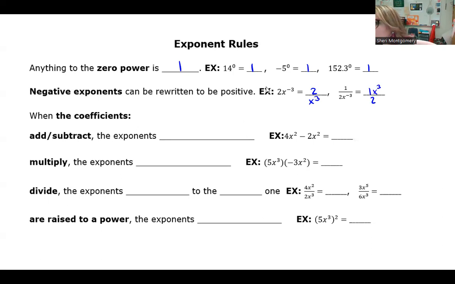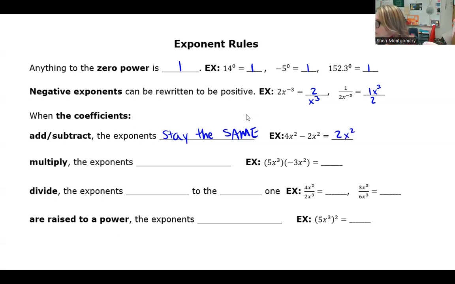Okay, we'll get better with practice. Coefficients. So remember, the coefficient's just the number that's out in front. So when you're adding or subtracting coefficients, you do nothing to the exponents. The exponents stay the same. So stay the same means, okay, I've got 4x squared, and then I'm taking away 2x squared. So how many x squareds do I have left? I have 4 of them, and I'm taking 2 of them away. I have 2x squared left.